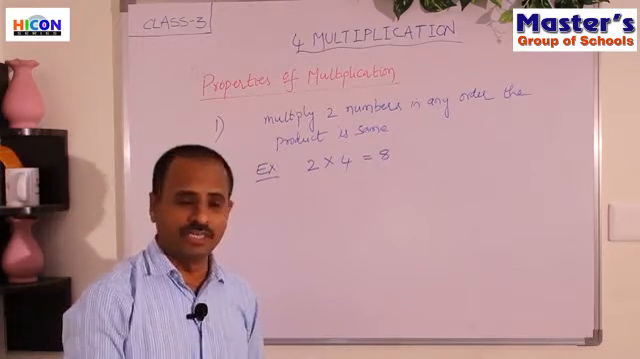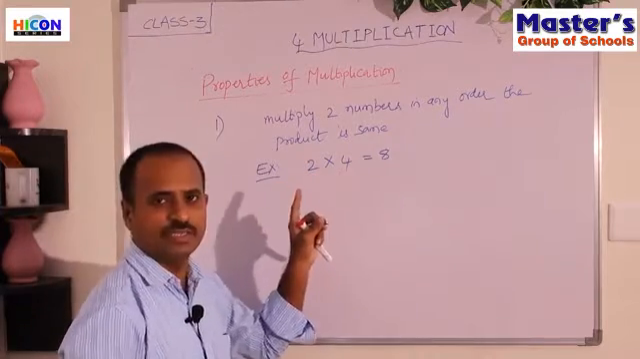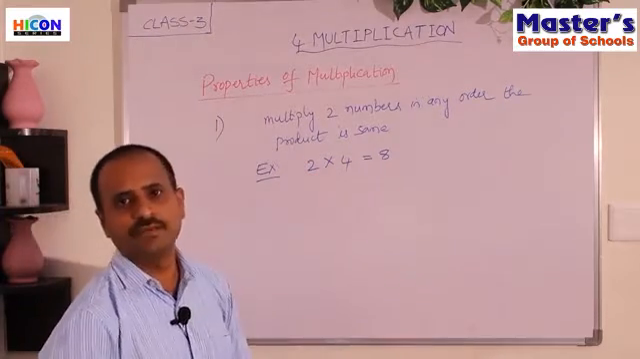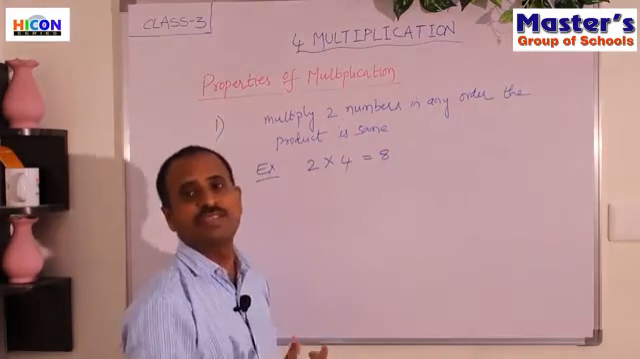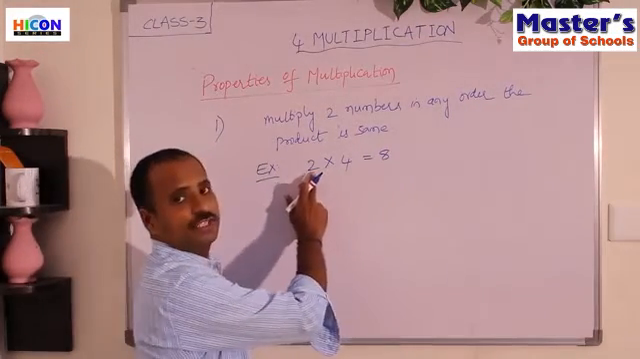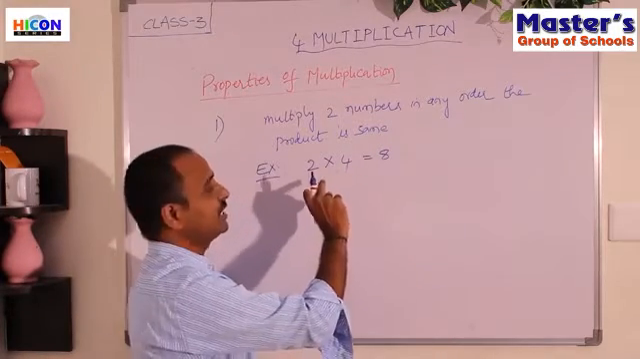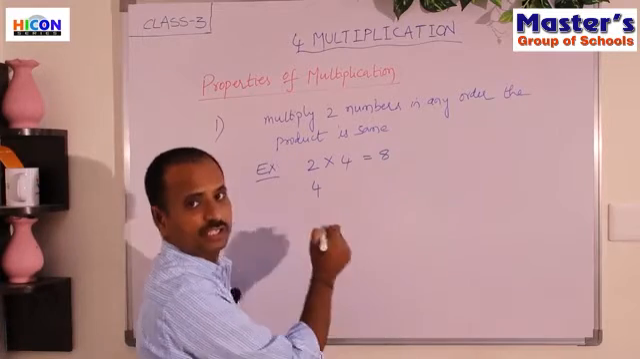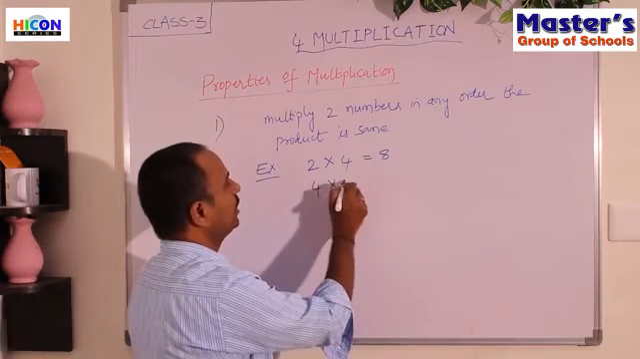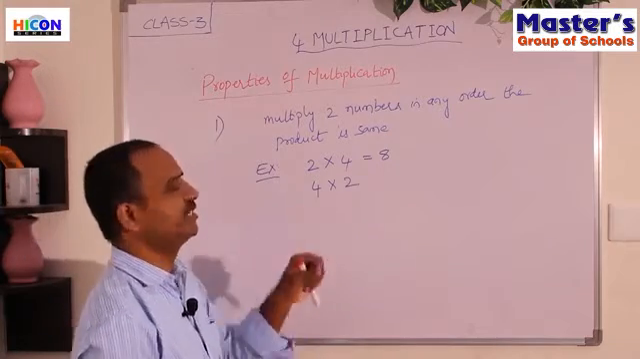Now I will change the order of these numbers. Order means their places. Here 2 is taken in the first place, 4 is taken in the second place. Now I will change their places. That means 4 will be taken in the first place and 2 will be taken in the second place. So the order of multiplication is changed here.